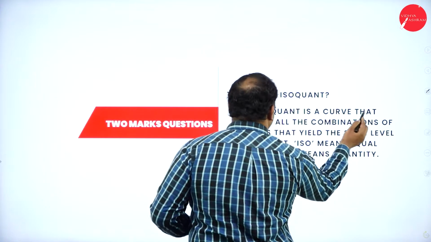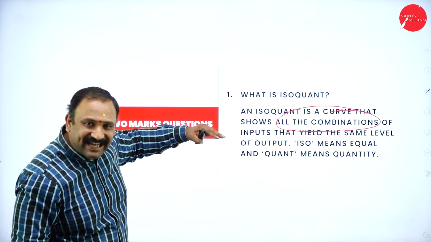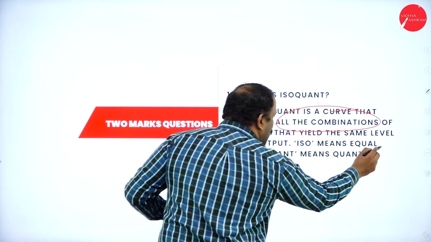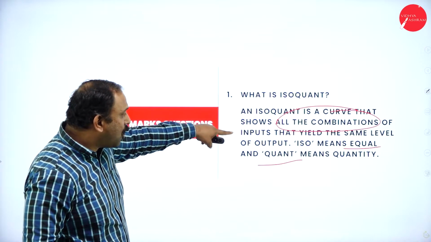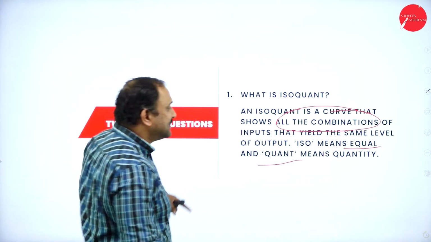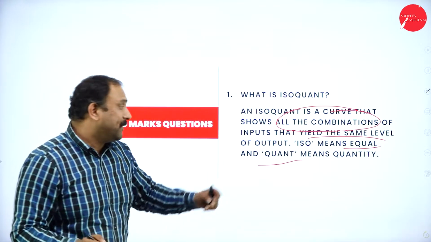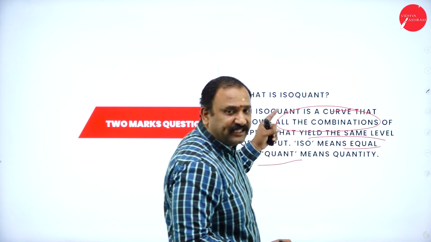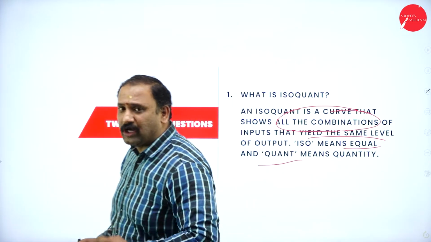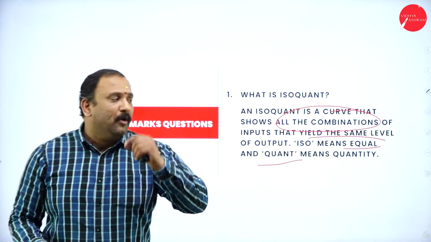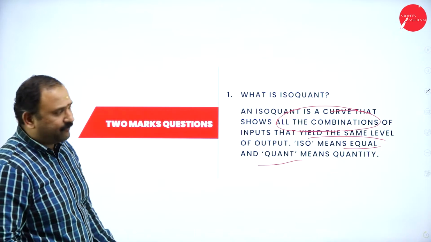Isoquant is a curve that shows all the combinations of input that yield the same level of output. Iso means equal, quant means quantity. So, combinations of inputs that yield the same level of output. There might be multiple combinations of input, but at the end of the day, you are going to see that the output does not change. So that's where we bring in the factor called isoquant. Iso means same or equal, and quant means the quantity factor.